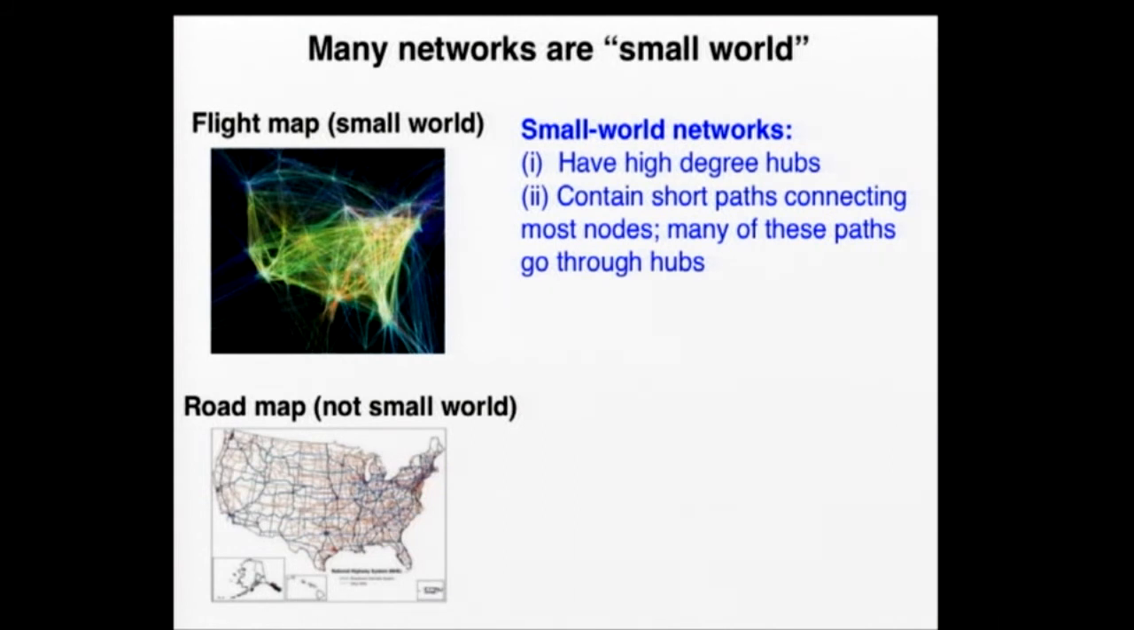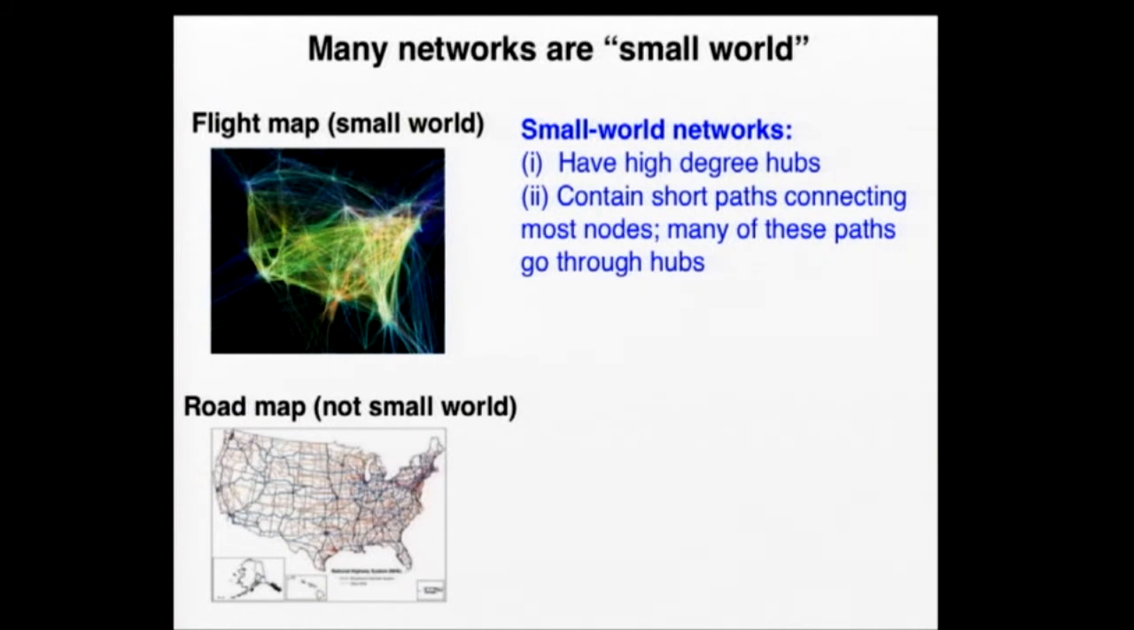If you think of each city as a node in the road map, you have to go through a whole bunch of cities to get from the West Coast to the East Coast, right? And most cities have about the same number of roads coming out of them. So what happens when you start walking randomly in the flight map versus the road map, right?